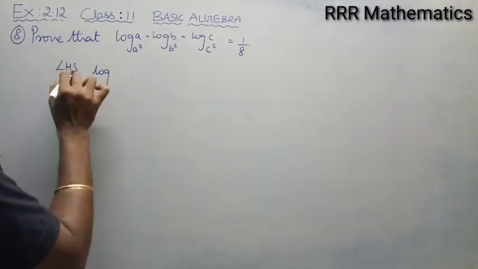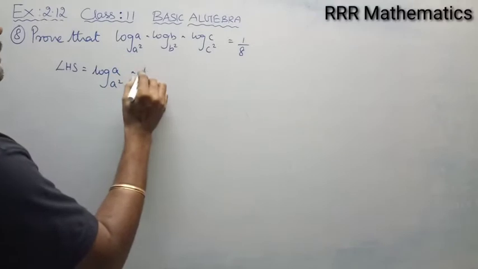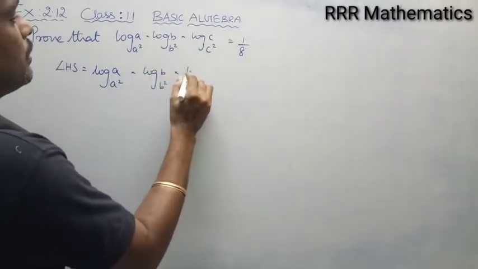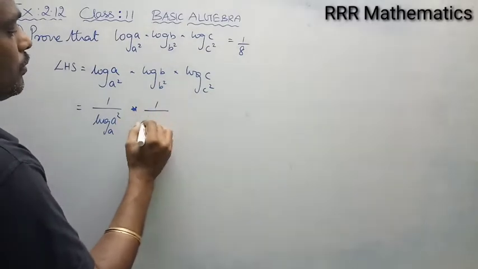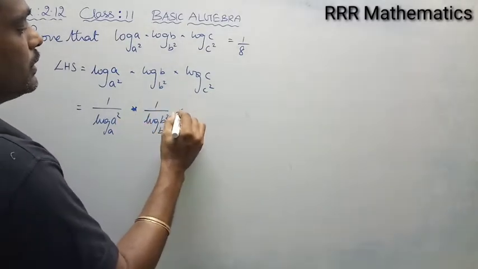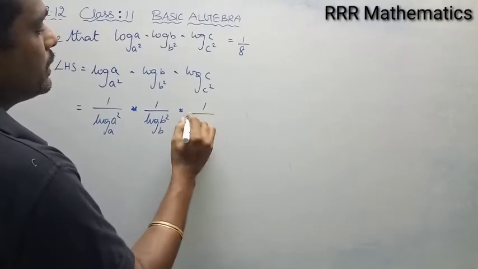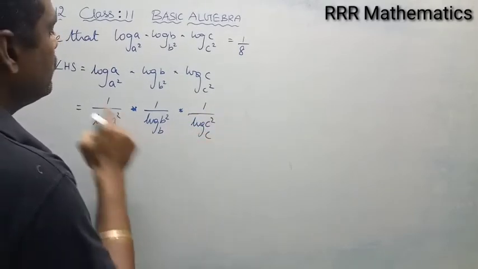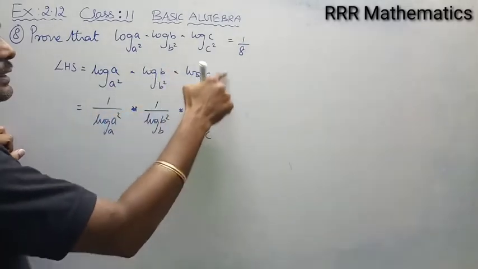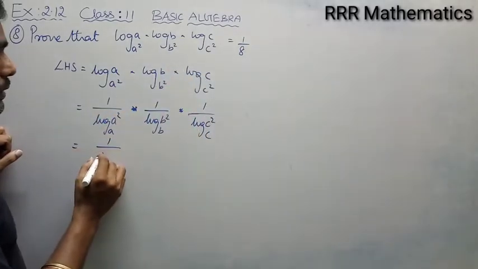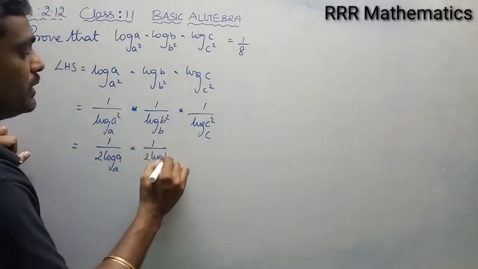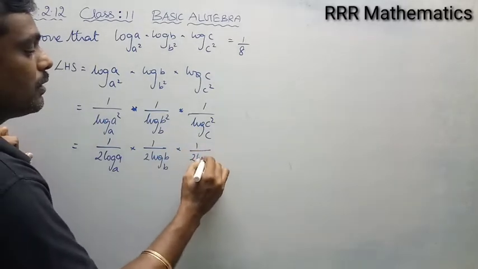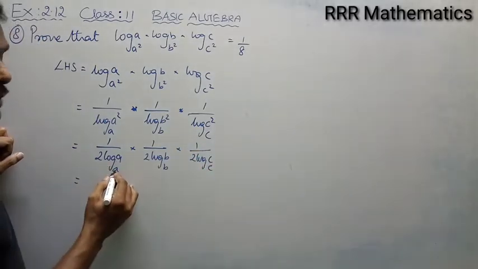See, my left hand side: log a base a square into log b base b square into log c base c square. So when you take the reciprocal, it will be log a square base a into log b square base b into 1 by log c square base c. When you take the reciprocal, you interchange. Is it clear? I am applying the power rule. It will be 2 times log a base a into 2 times log b base b into 2 times log c base c. Log a base a gives 1.